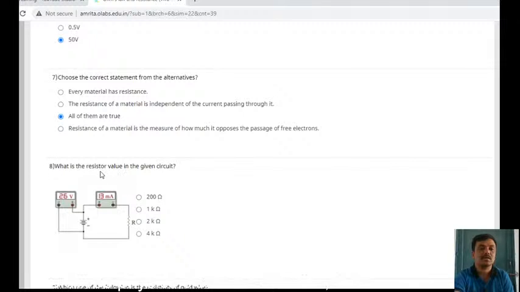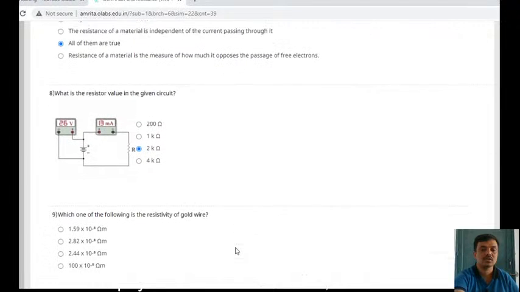And the next, what is the resistor value? Here voltage they give, current they give. We have to find the resistance: 26 by 13. You have to convert 13 milliamperes into amperes. Okay, 10 to the power of minus 3 we have to use. Resistance equals V by I, 26 by 13 into 10 to the power of minus 3. You will get 2 into 10 to the power of 3 ohms, that is nothing but 2 kilo ohms.